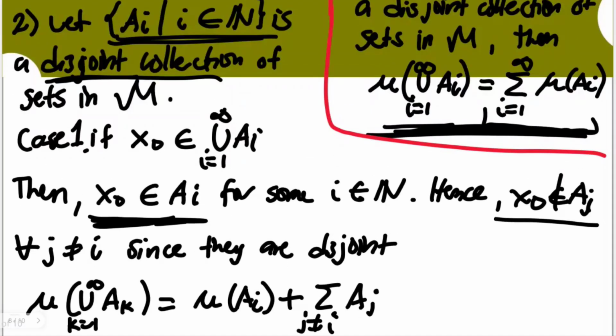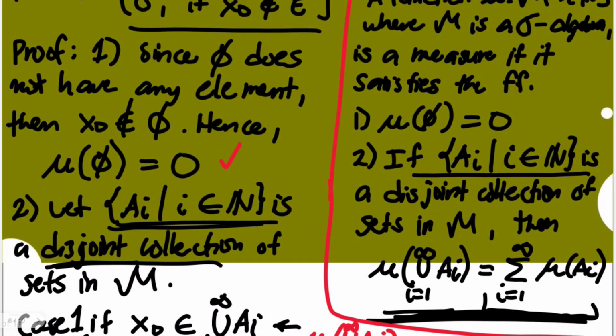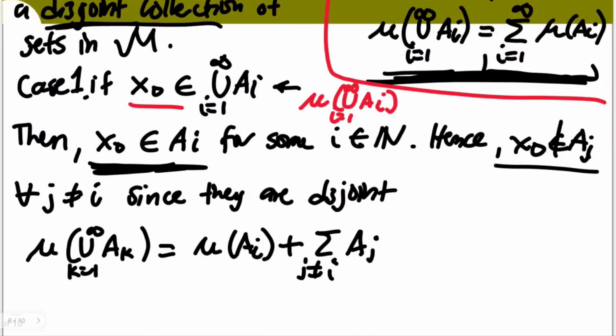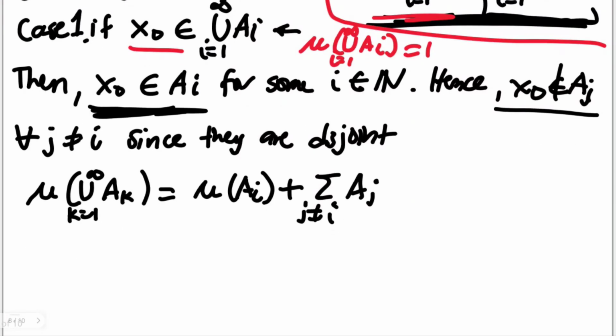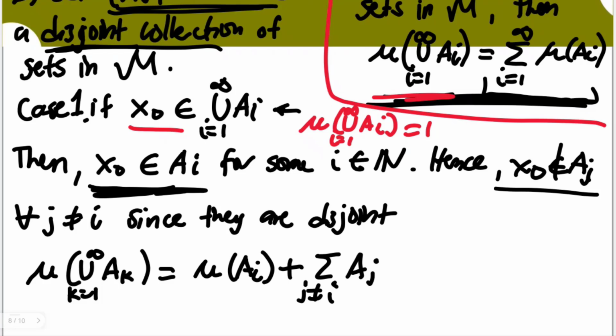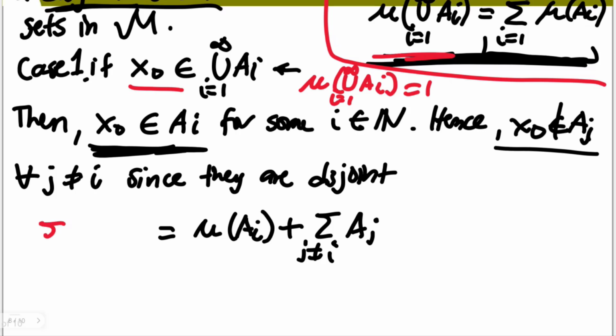Take note that from here, we're able to forget that here. That would mean that the mu of the union of a sub I, from 1 to infinity, since x sub o is included there, automatically by the first statement, is equal to 1. We need to show that this is equal to, let me rewrite this for the meantime, the summation of the mu of a sub I, where I starts from 1 to infinity.